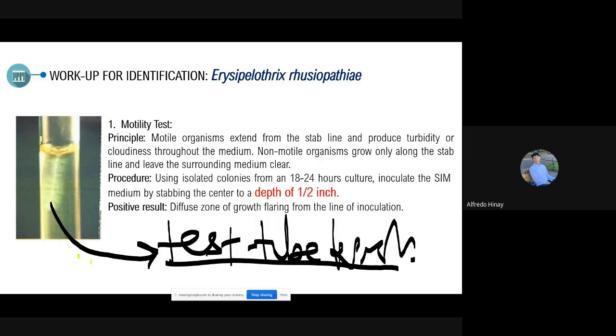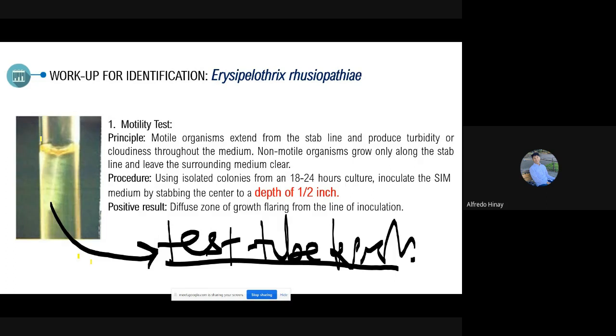Kaya di ba your SIM is a semi-solid agar. Okay, so ibig sabihin, class, we allow the organism to move. So the positive reaction should be turbidity. Take note also with the stabbing. Okay, sa pag-stab natin, dapat yung depth natin, class, is 1/2 inch. If you can observe the picture, your Erysipelothrix rhusiopathiae will produce a test tube brush appearance. Motility naman, class. Okay, so ito yung typical na appearance ng Erysipelothrix rhusiopathiae natin.